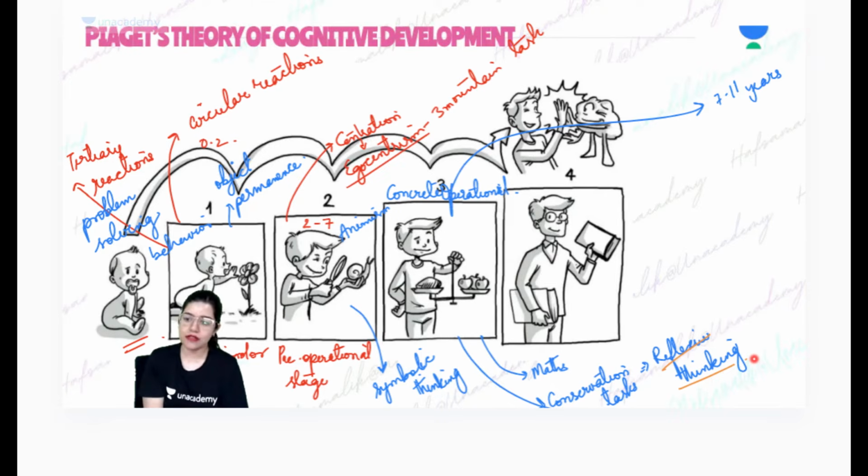Okay, that is reflexive or reversibility in thinking. That means matter is the same. If the shape is changed, that doesn't mean the quantity is changed. Okay, all right. Therefore, they're able to perform mathematical operations. Can I say multiplication and division require reversibility of thought?